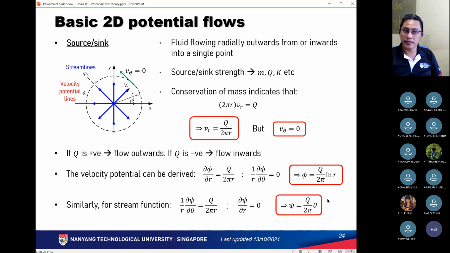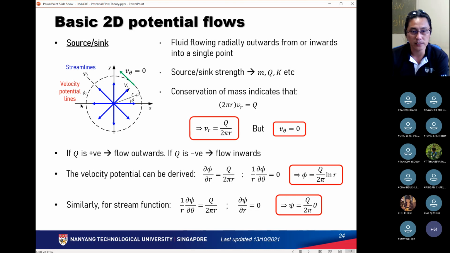Now the next 2D potential flow entity that we should concern ourselves with will be the source or sink potential flow entity. As the name implies, a source and a sink basically means a flow that will see fluid moving radially outwards from a point or moving radially inwards into a single point. So this figure hopefully will shed more light.